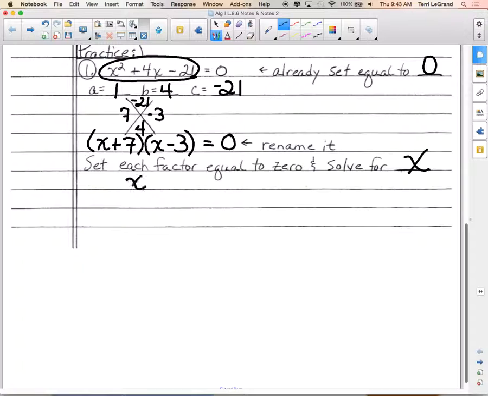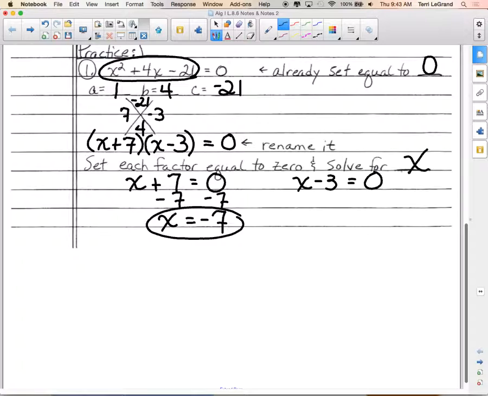So we'll say x plus 7 equals 0. What would make that factor equal 0? Negative 7. So that is one of our zeros. And our other factor is x minus 3. We set that one equal to 0 because what would make that one equal 0? It is positive 3. These are our solutions. Okay, go grab yourself a graphing calculator, please.